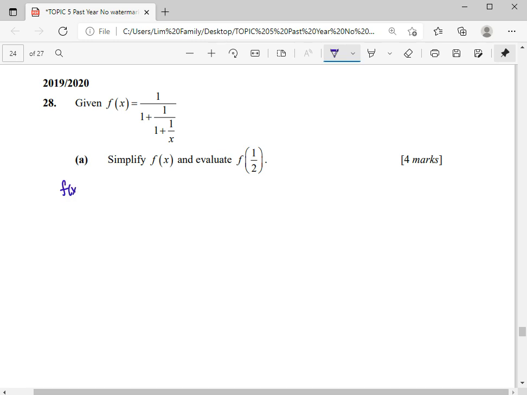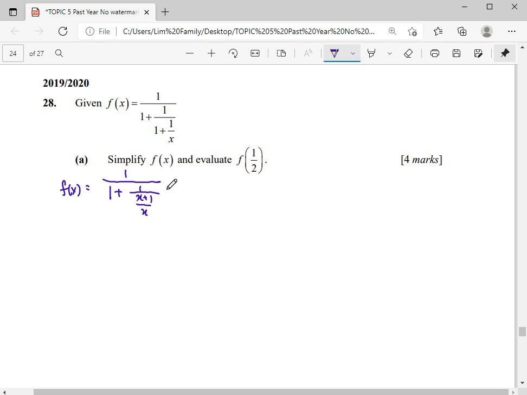First, we will write it clearly: 1 over 1 plus 1 over... We will simplify the fraction here first. We get the same denominator so that we simplify this fraction under the denominator for this 1 over. For this addition fraction part, we get the same denominator, which is x, so it becomes x plus 1 over x. Okay, so we simplify the addition of fractions here.